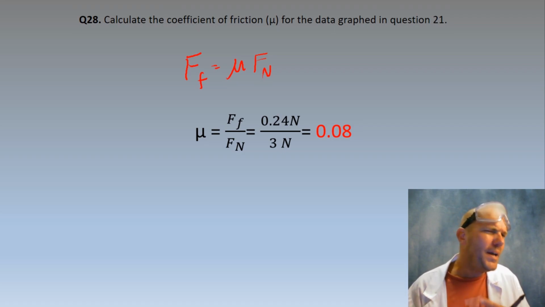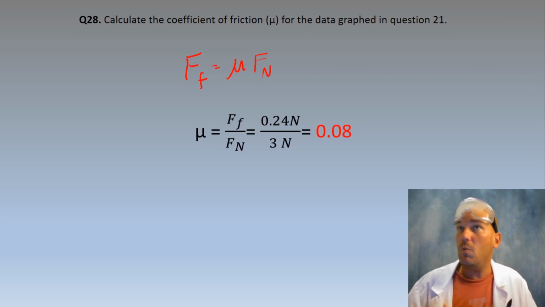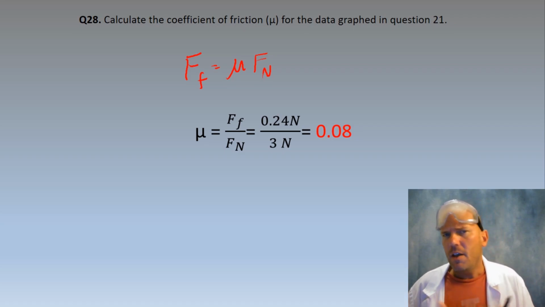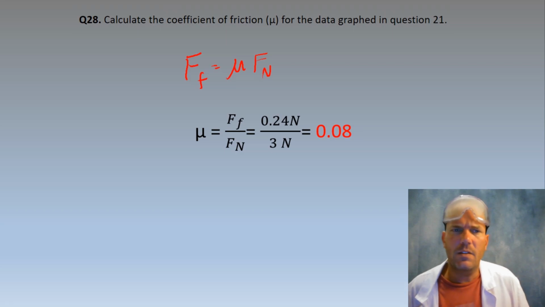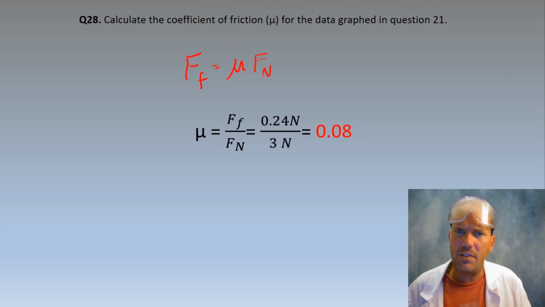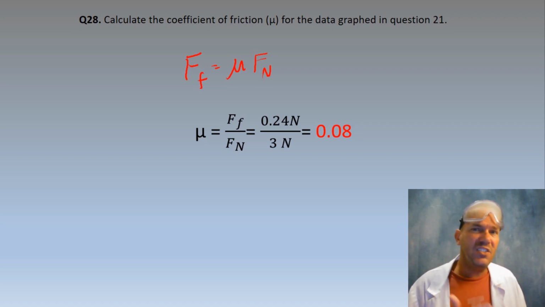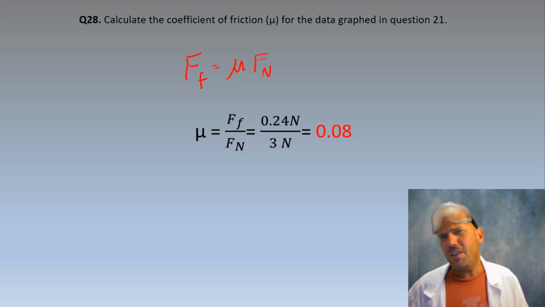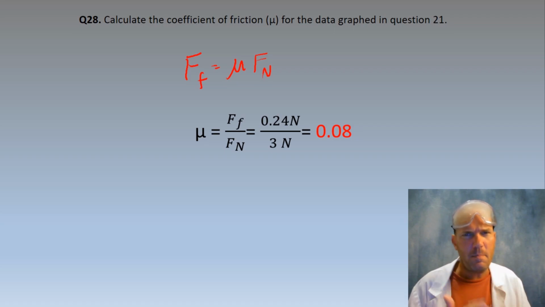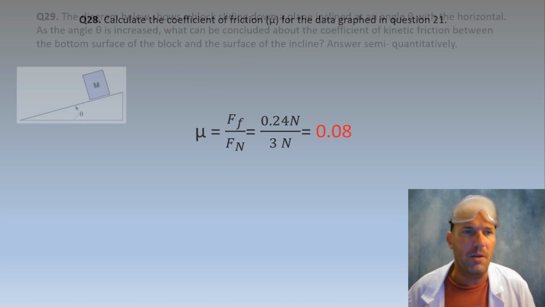If you haven't, go back and rewind this and check out 21, where we talk about what else we can find from this graph. One of those things that I discussed then was actually that we could find mu, and mu is equal to 0.08. So that was the coefficient of friction for the surface of the bench in that particular problem.